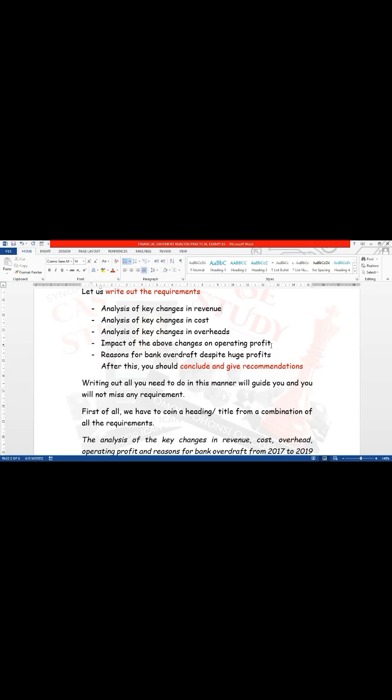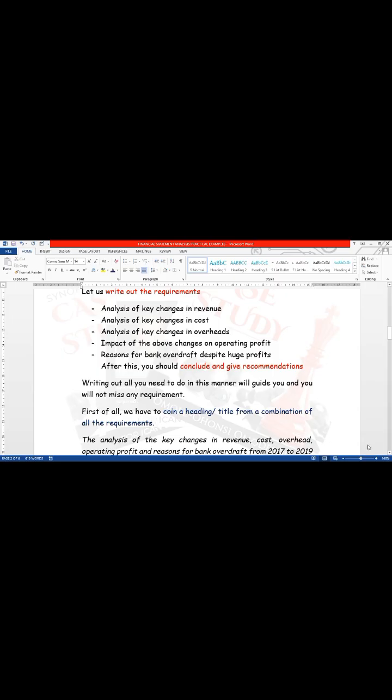Now after writing out all the requirements, coin a heading from the combination of all the requirements. Coin a heading. Let me use a darker color so that it will not be too bright. Okay, that's fine. So coin a heading or a title from the combination of all these requirements.